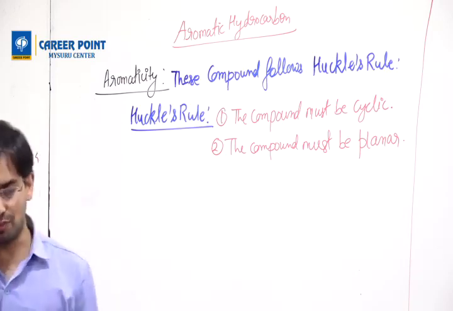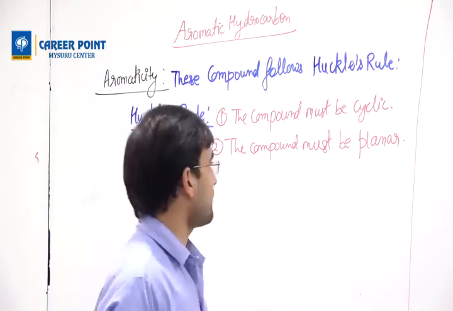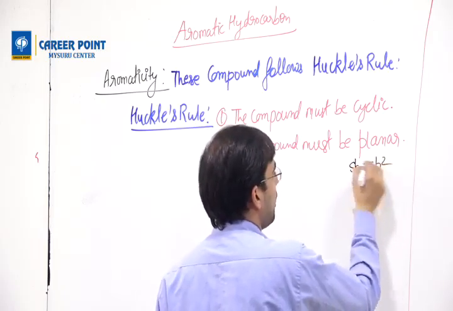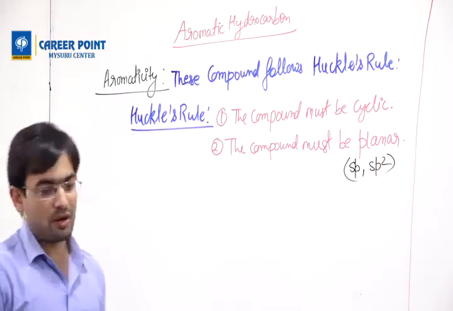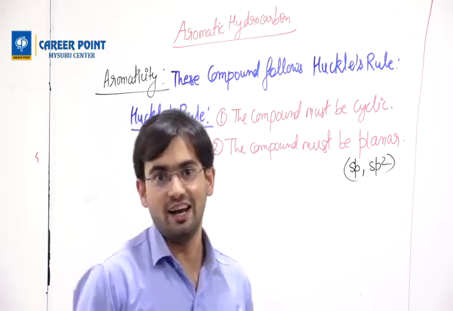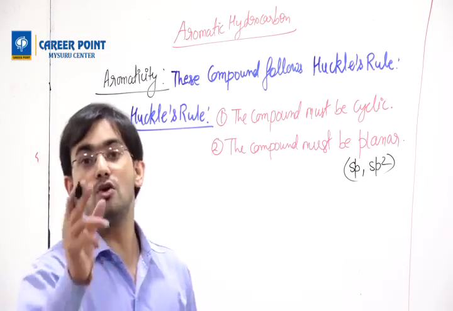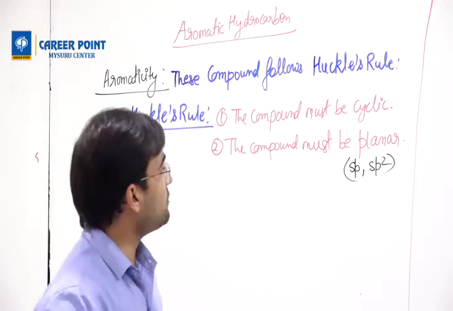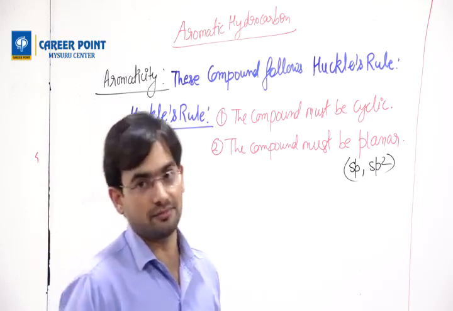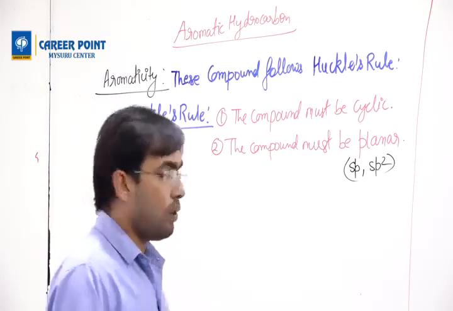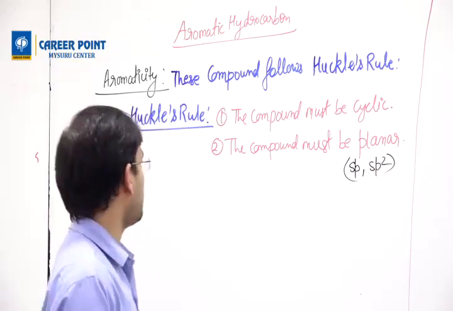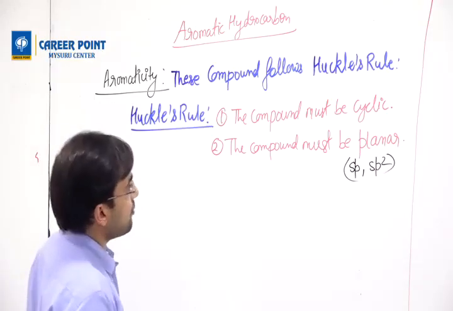If the compound is planar, it has some rules. Hybridization should be either sp or sp2. sp is linear, sp2 is trigonal planar. You can't have sp3, because if you have sp3, then it will become a tetrahedron. But if you have a lone pair, then it can be brought into the plane also. Okay. So the compound must be planar.